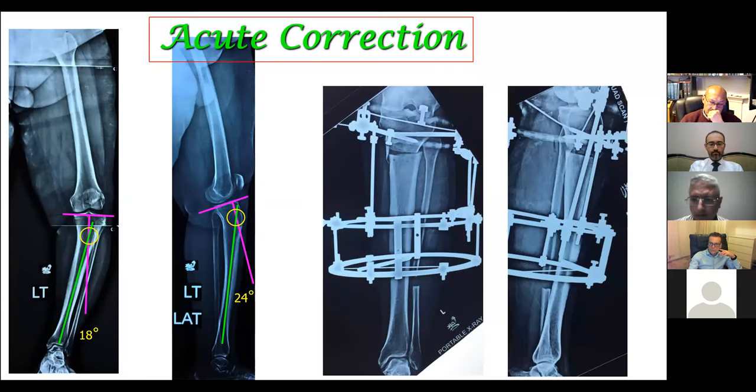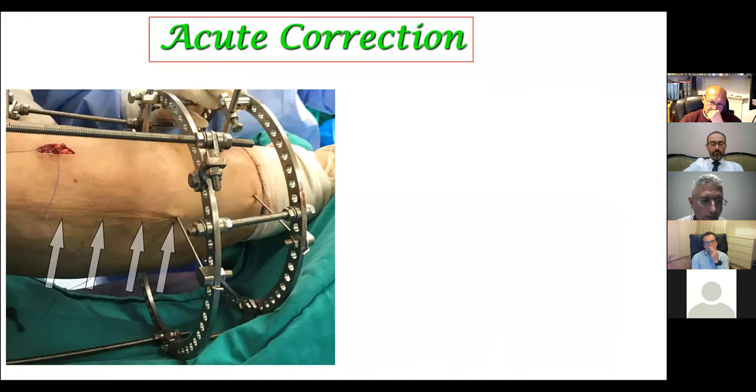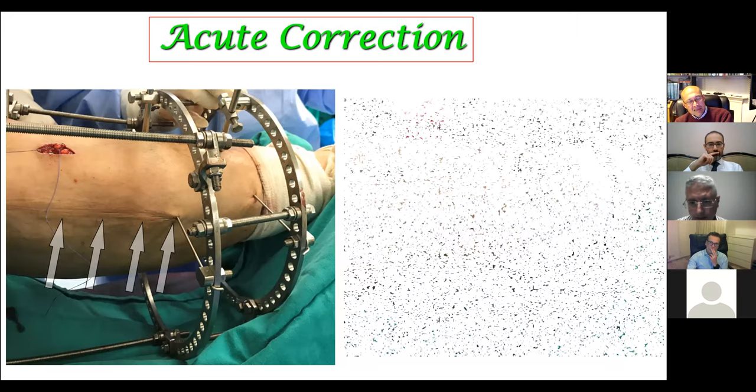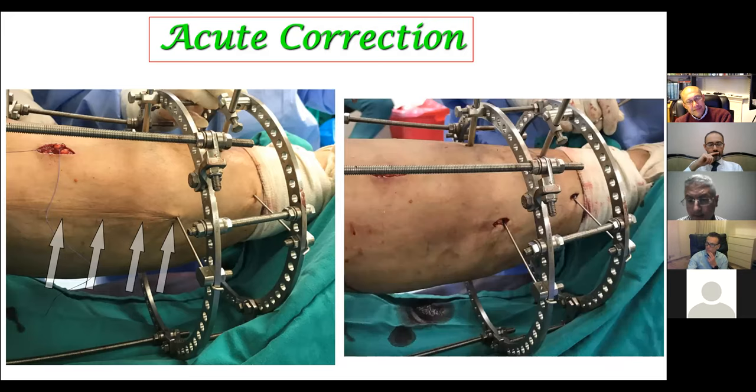This is after acute correction. This is a situation that we meet with acute correction, where we have acute stretch of the skin and soft tissues that needs sharp dissection around the wires with release, just to release the soft tissues down to the bone, not only the skin.